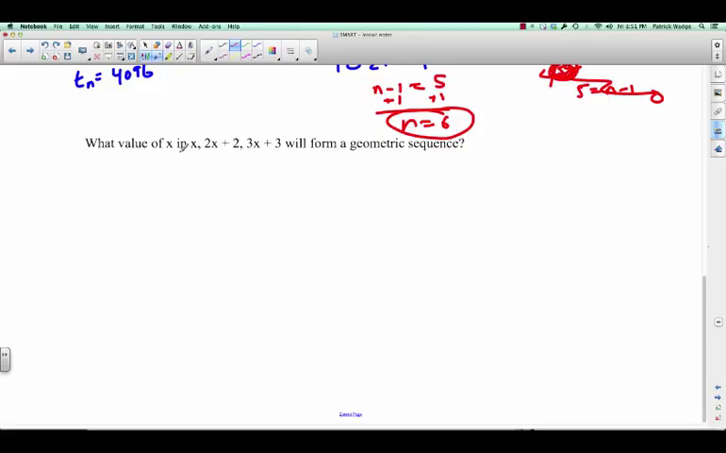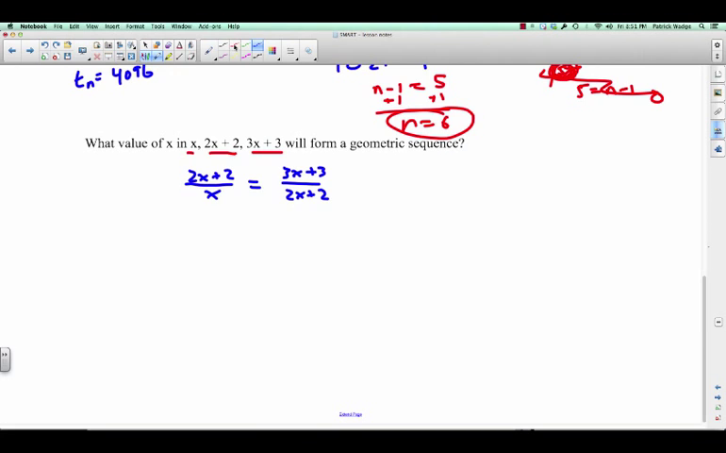Okay, last question. What value of x in these three terms, x, 2x plus 2, 3x plus 3, will form a geometric sequence? Like what values of x will make it a geometric sequence? Well, to be a geometric sequence, it needs to have the same common ratio. To get a common ratio, you can take the second term, 2x plus 2, and divide it by the first term. Or you could take the third term, 3x plus 3, and divide it by the second term, 2x plus 2. If it's a geometric sequence, what should you know about this amount and this amount? They should be equal.